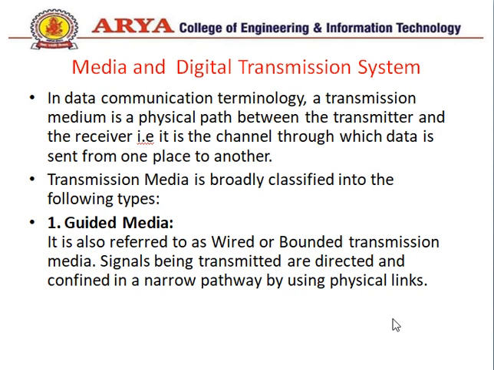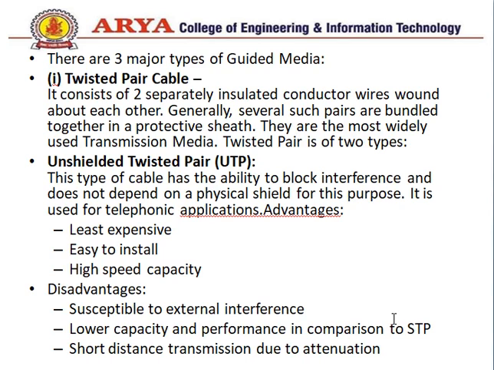First is guided media. It is also referred to as wired or bounded transmission media. Signals being transmitted are directed and confined to a narrow pathway by using physical links, right? So there are three types of guided media. First is twisted pair cable. It consists of two separately insulated conductor wires bound about each other. Generally, several such pairs are bundled together in a protective shield. They are the most widely used transmission media.